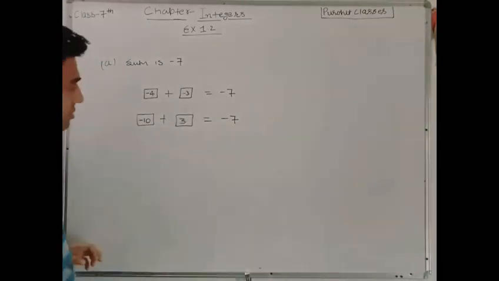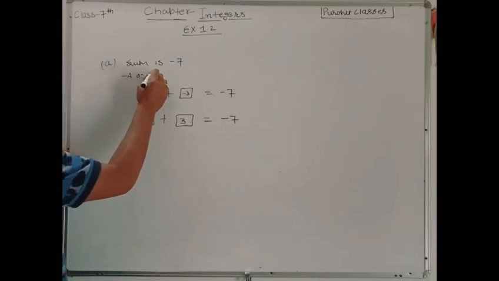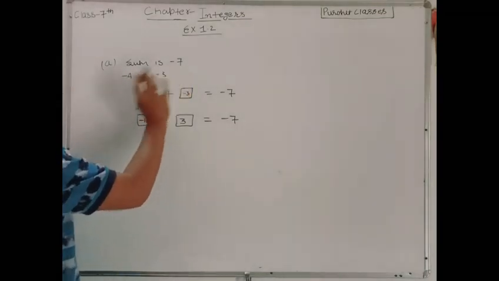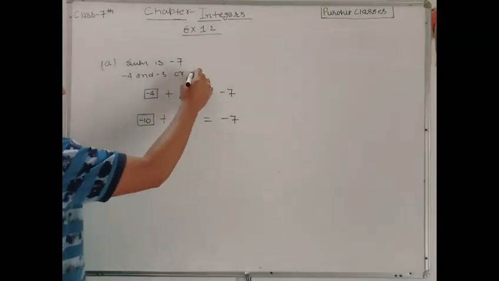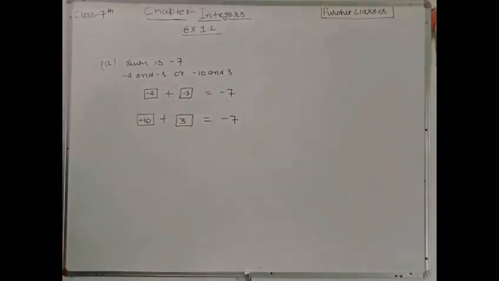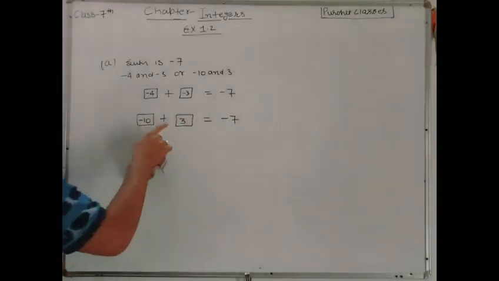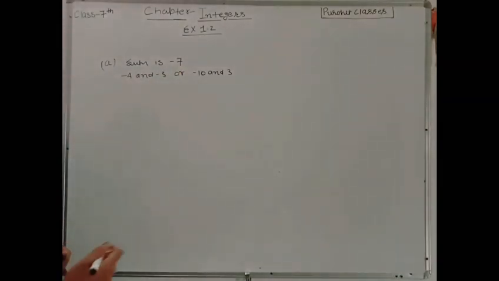So this will be our answer, -4 and -3 are two integers whose sum is -7, or we can also write -10 and 3. Understood? So no need to make this, you only have to write the answer. Let us see B part.